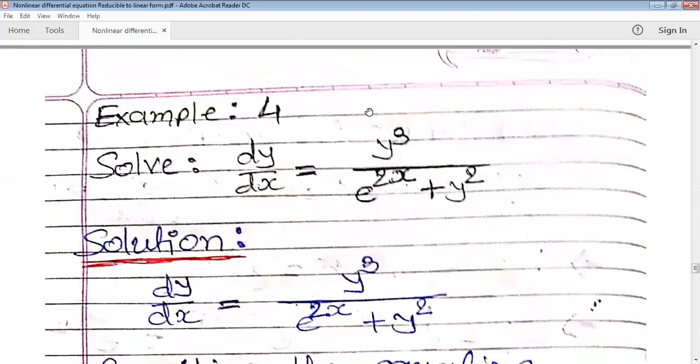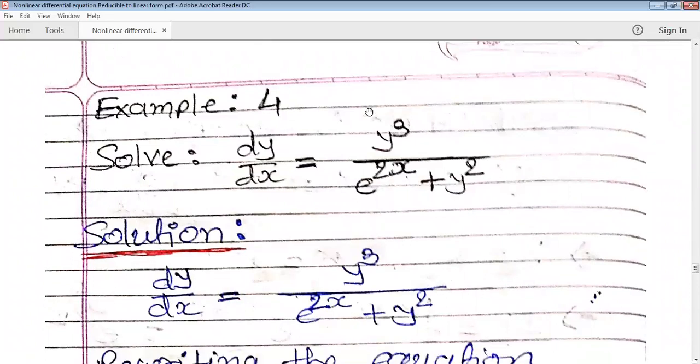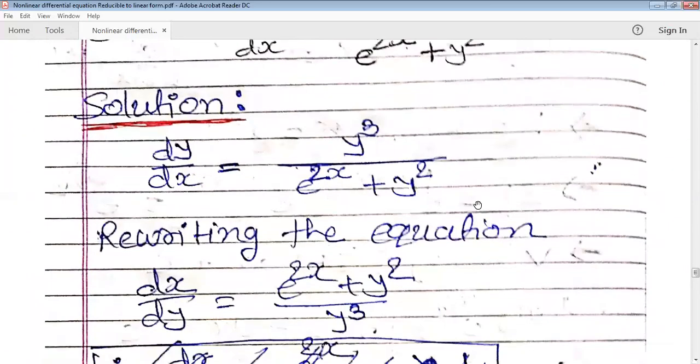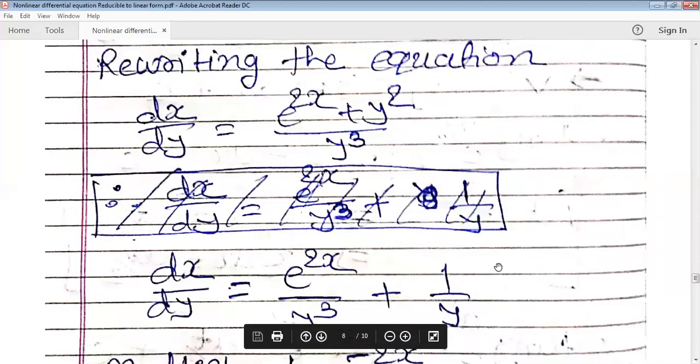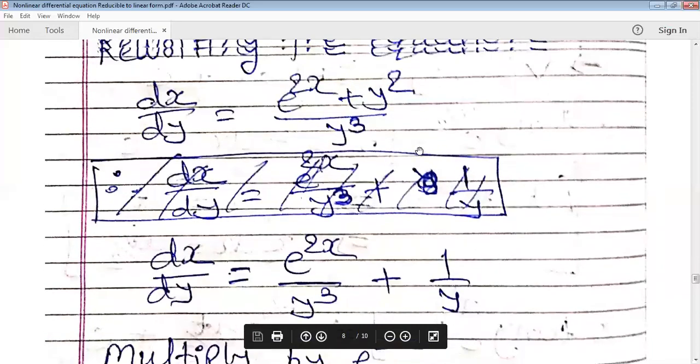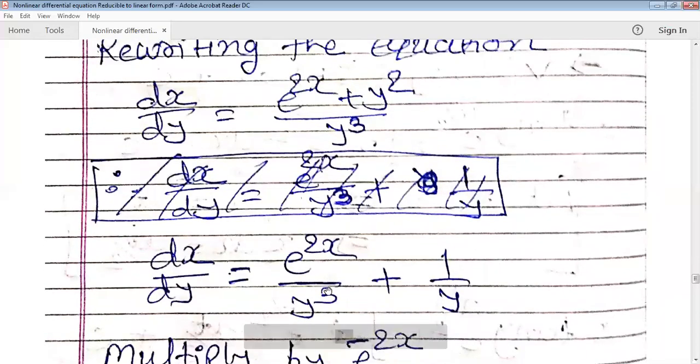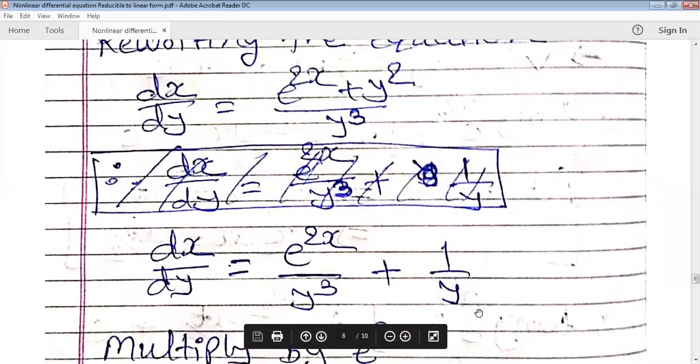And our last example of today's lecture, most IMP, that is dy by dx is equal to y cube upon e raised to 2x plus y square. Okay, this is our example. Now rewrite the equation. Here I convert dy by dx into dx by dy, and your right hand side is e raised to 2x plus y square upon y cube. Okay, now divide separately: e raised to 2x upon y cube plus 1 upon y.